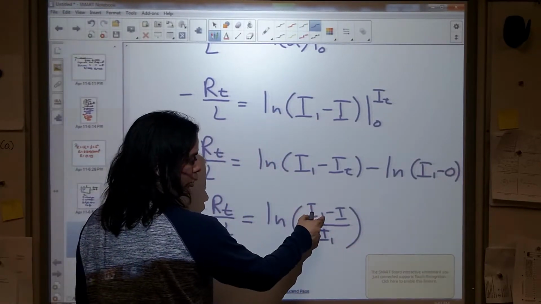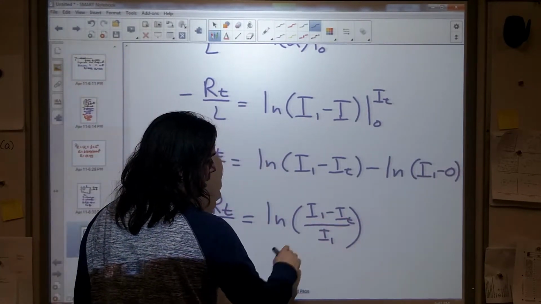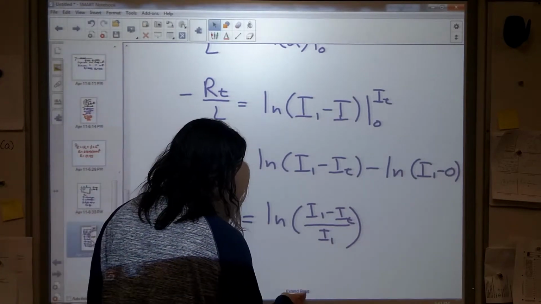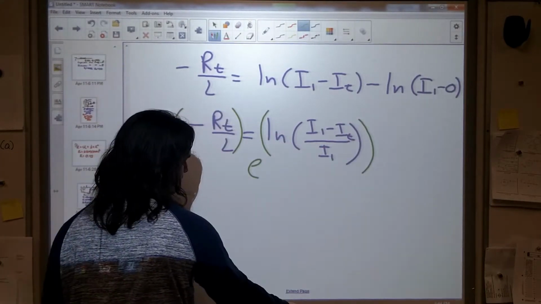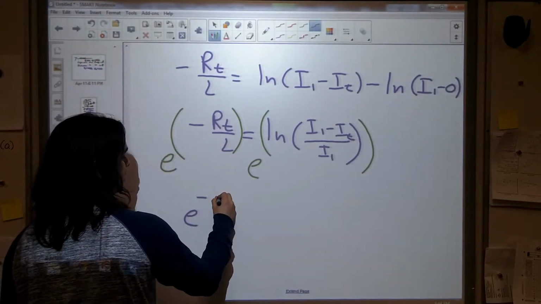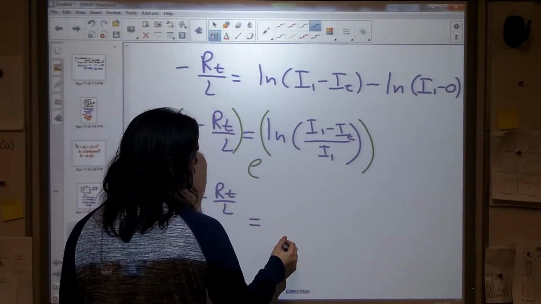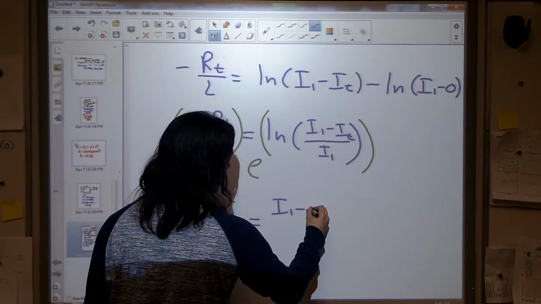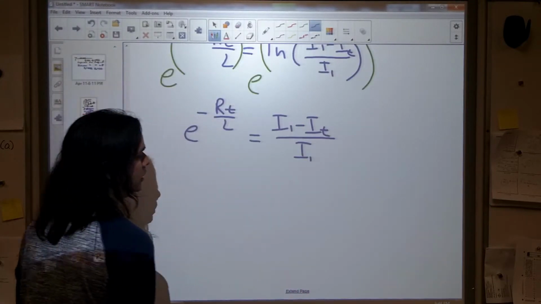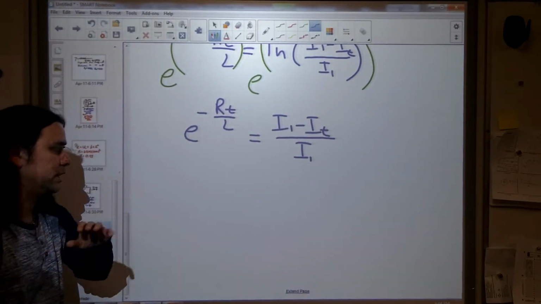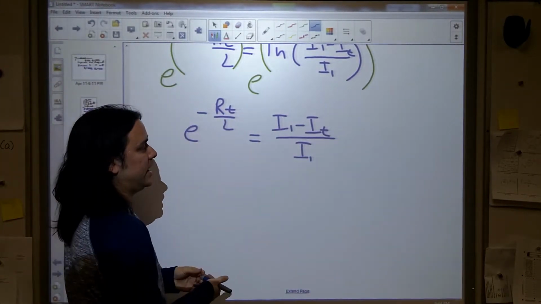My final total current minus my current as a function of time divided by my final total current. I can get rid of the natural log by taking e raised to both sides. We end up with the following. I end up with, once again, an exponential. E raised to the negative Rt divided by L equals I final minus I as a function of t divided by I final. You'll see that this matches pretty much with stuff that we've done in class and the capacitor video. In fact, this looks pretty much the same. It's almost the exact same method.